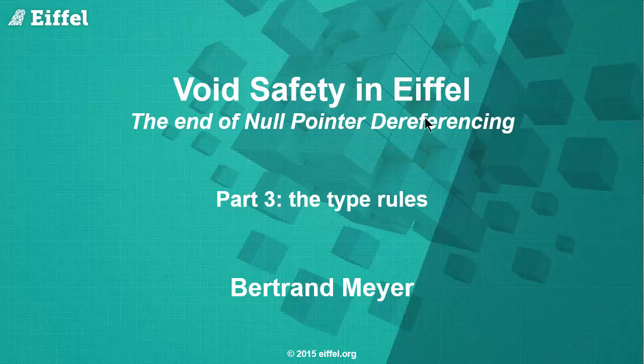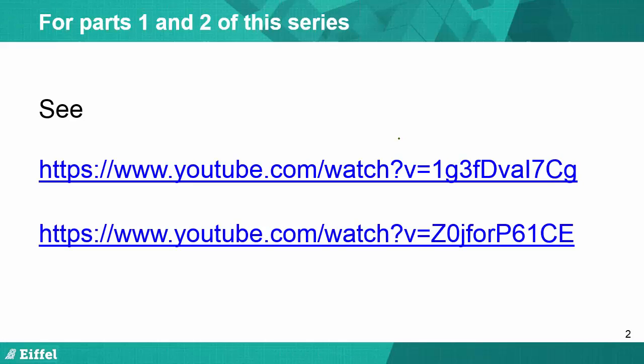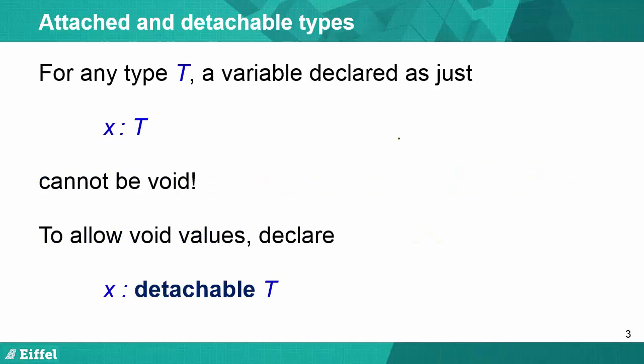Void safety. This is the end of null pointer dereferencing, and in this part 3, we're going to see the type rules that are a key part of the void safety mechanism. I'm assuming that you've seen parts 1 and 2 of this video series, which are at the references at the URLs listed.